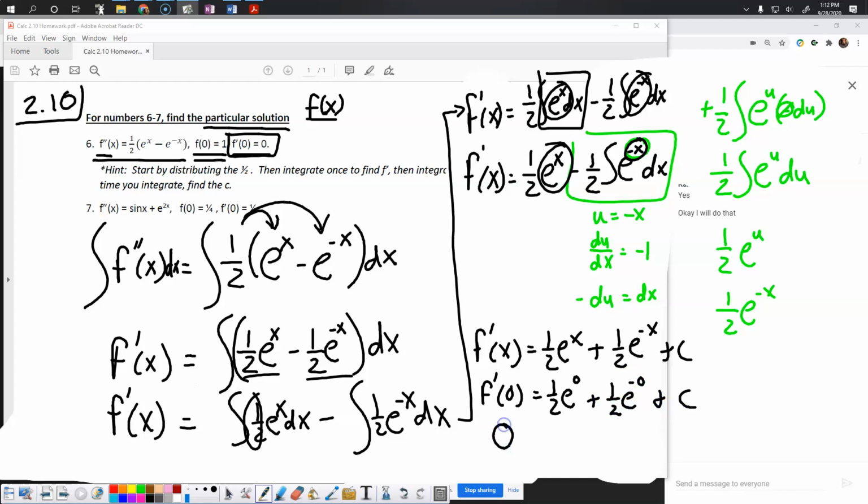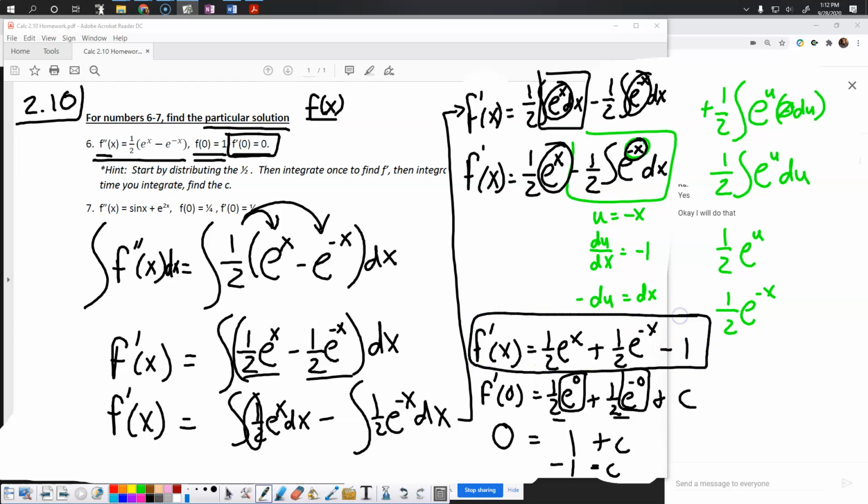F prime of 0 equals 0, so I'm just going to replace f prime of 0 with a 0. And all of these things equal 1. So basically, I'm left with 1/2 plus 1/2, which is 1. Sorry, little brain problem there. 1/2 plus 1/2 is 1, so that just ends up being 1. And therefore, my c value ends up being -1 if you subtract it on both sides. So now I'm going to replace my c with -1, and there's my f prime.